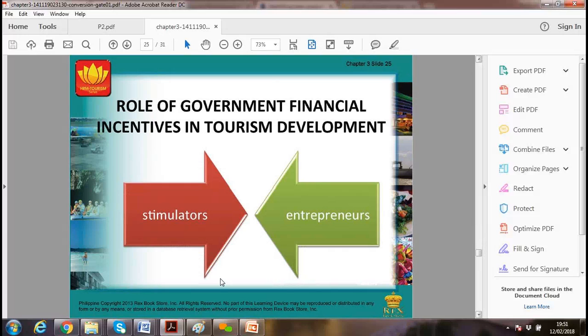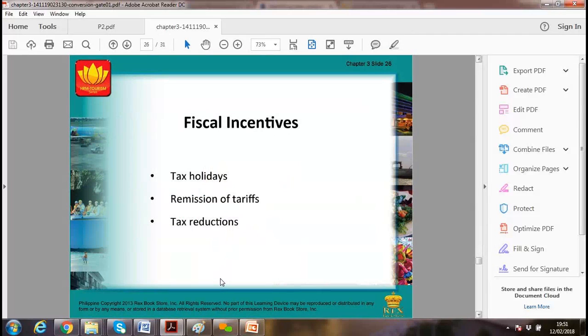The role of government: financial incentives can stimulate tourism, and government and entrepreneurs have to work together. Fiscal incentives could be tax holidays, remission of tariffs, tax reductions. There might be a few tax-free zones where there is no tax. Maybe for 5 years we do not charge you any tax on any business you do in these areas, in order to promote these local areas.